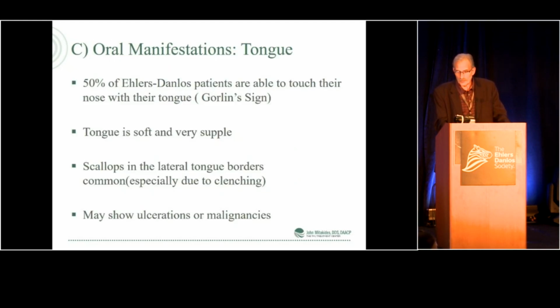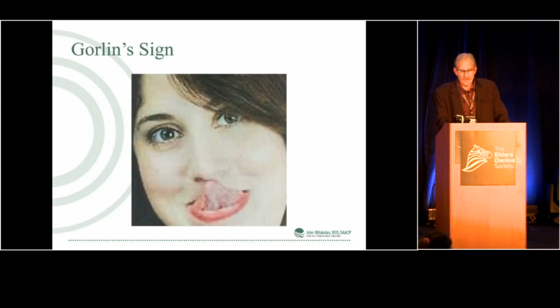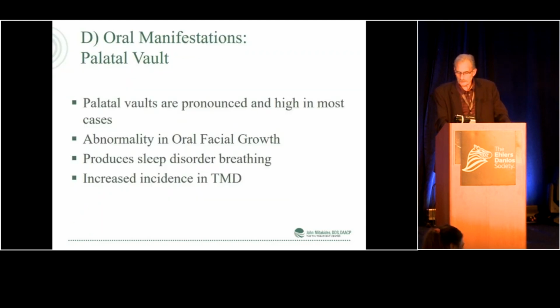Okay, the oral manifestations of the tongue. There's a thing called the Gorlin sign, which I officially call the stupid human trick, where you can actually touch your nose with your tongue, okay? Now, keep in mind that the tongue's very soft, and you'll actually see scallops on the outside of the tongue from when you clench it. And you're going to see more malignancies and more ulcerations in an EDS patient. And this is the Gorlin sign, the stupid human trick, tongue to the nose.